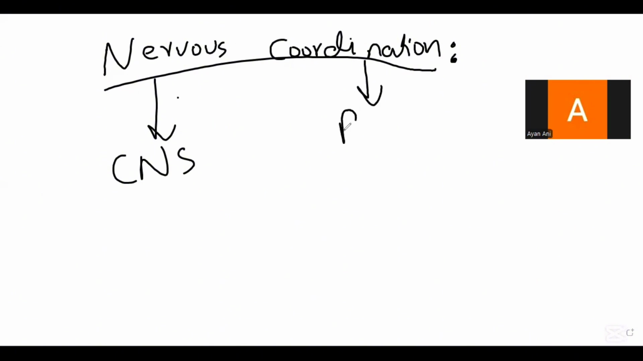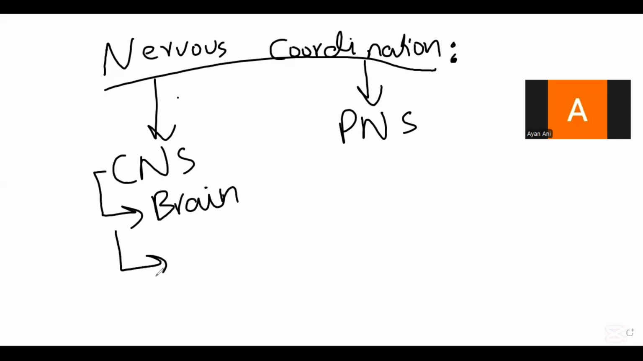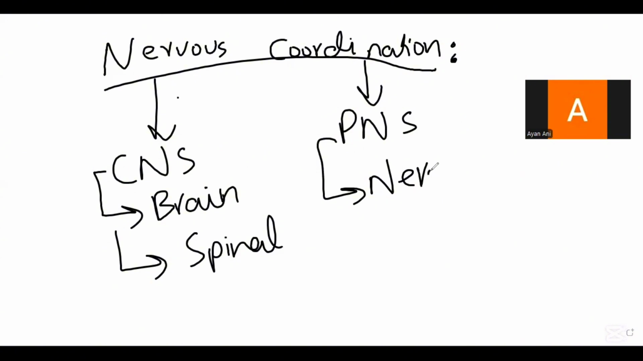Okay, so basically, nervous coordination comprises two major systems: the central nervous system, the CNS, and the peripheral nervous system, the PNS. The central nervous system comprises your brain and spinal cord. And the peripheral nervous system comprises associated nerves, the nerves which are leading to or attached to the brain or spinal cord.